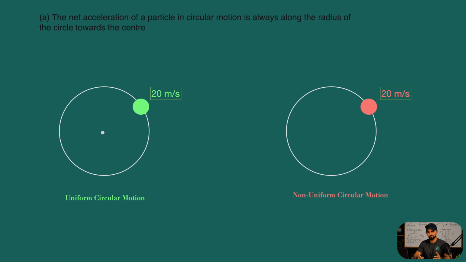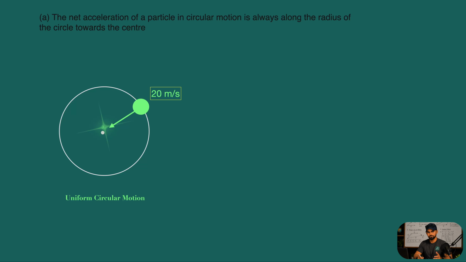In uniform circular motion, the acceleration is always directed along the radius of the circle, towards its center. This acceleration is called centripetal acceleration. Remember, this centripetal acceleration continuously changes the direction of velocity and keeps the object moving along the circular path. Now let's come to non-uniform circular motion.